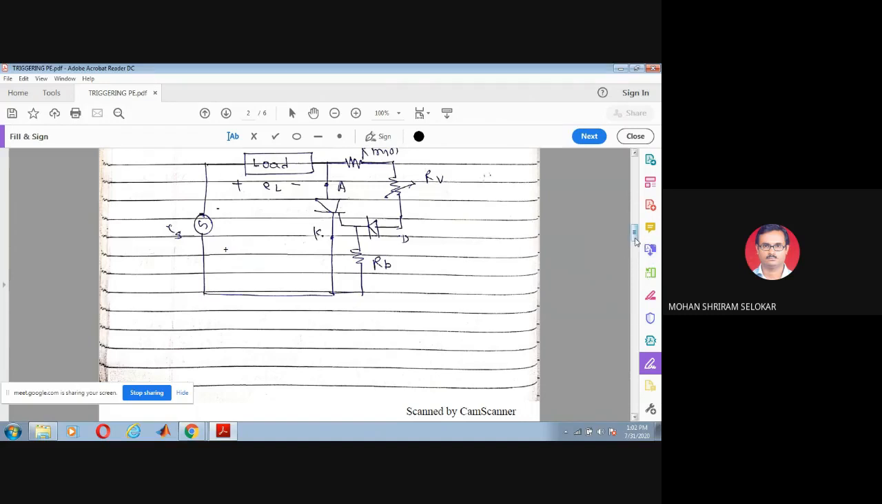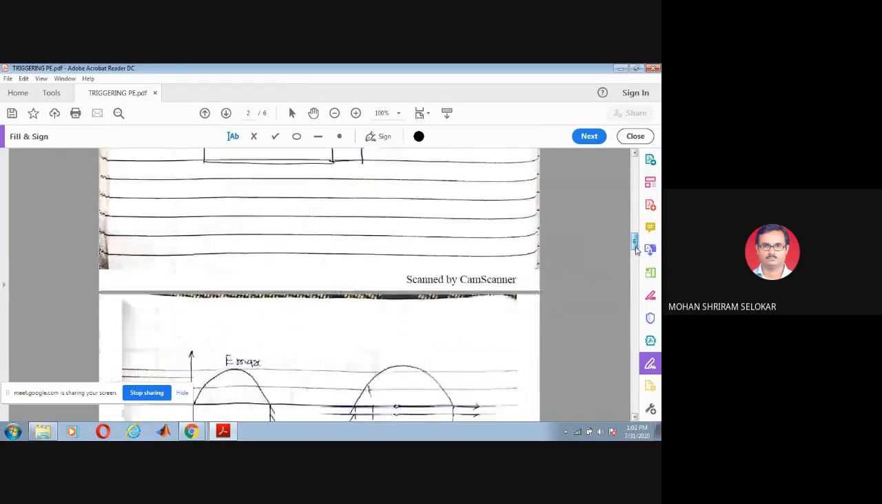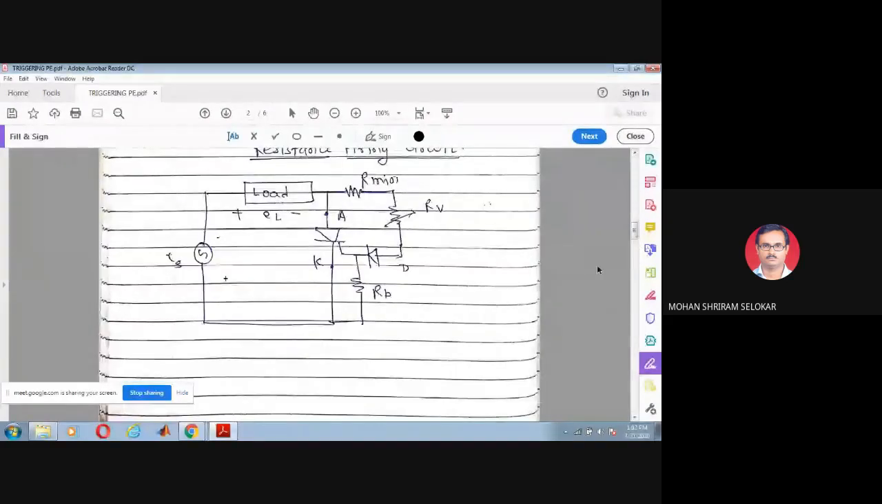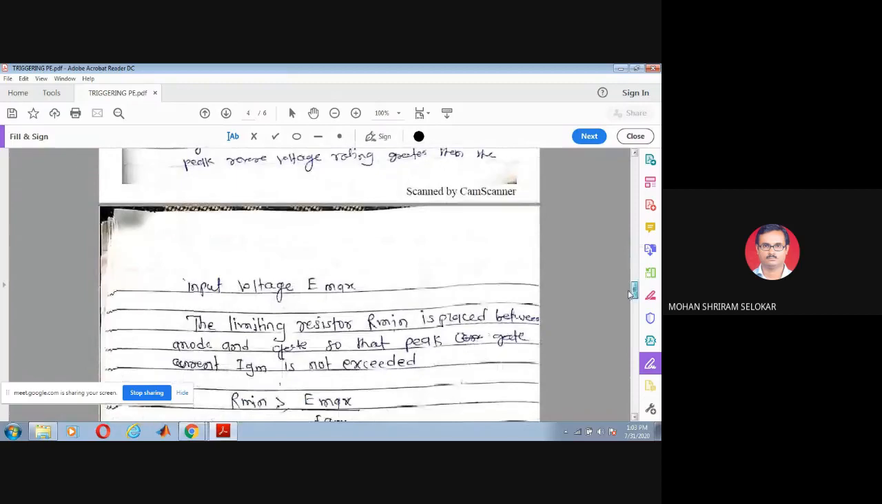Coming to the point, Rmin is connected here. What is the use of this Rmin? Rmin is connected to take minimum time. Even though RV equals 0, there will be some value of Rmin. It means that at t equal to 0 or very close to 0, your current requirement doesn't meet. Otherwise, it will damage my SCR. Okay, here.